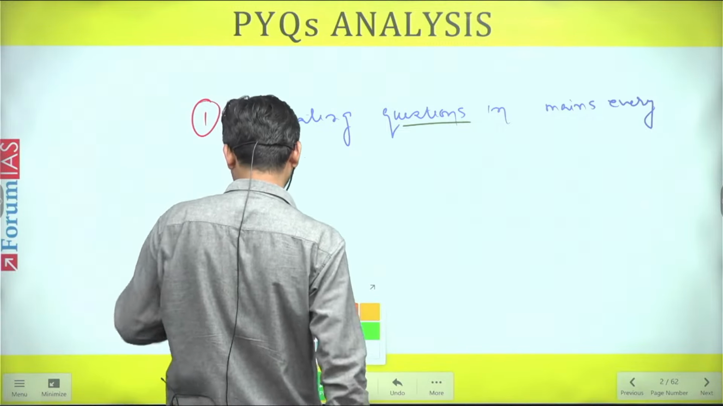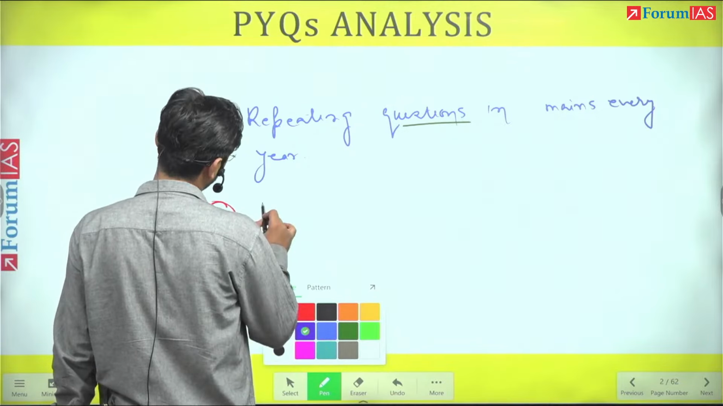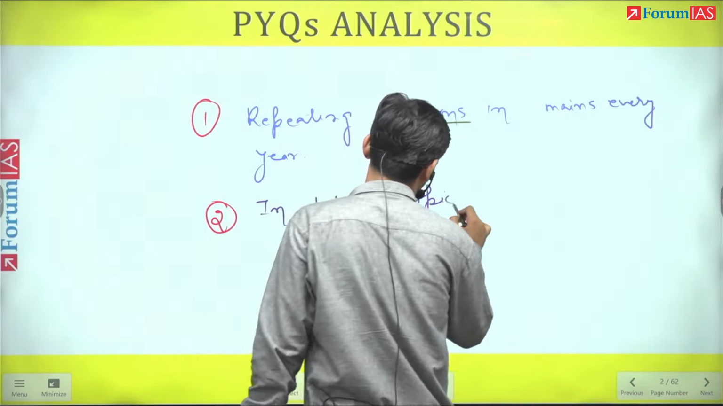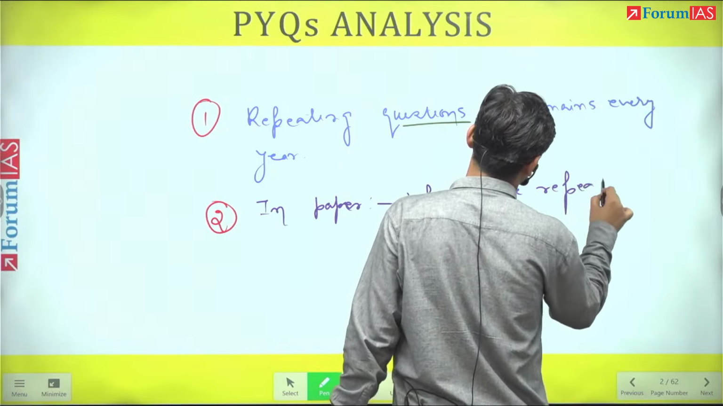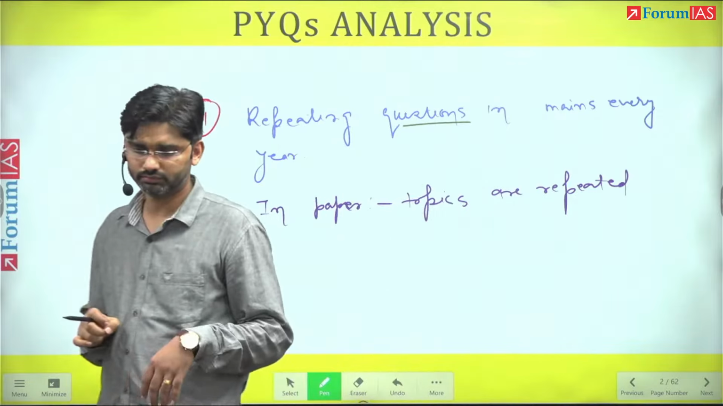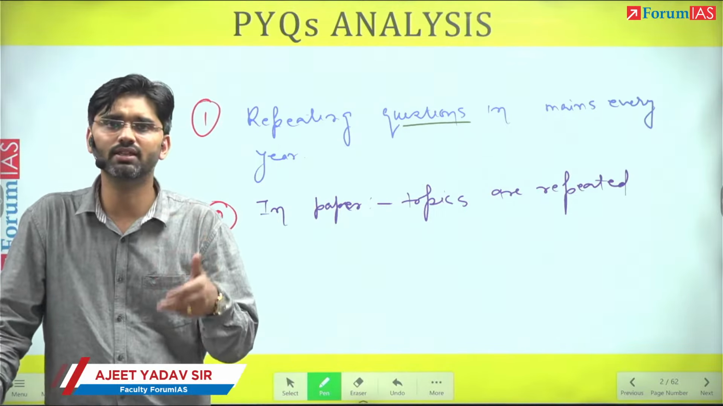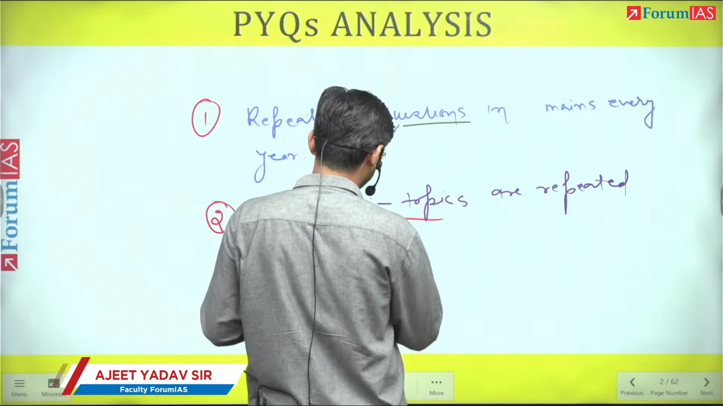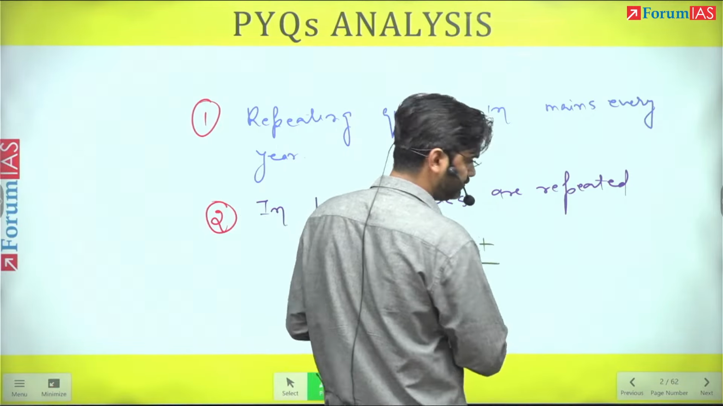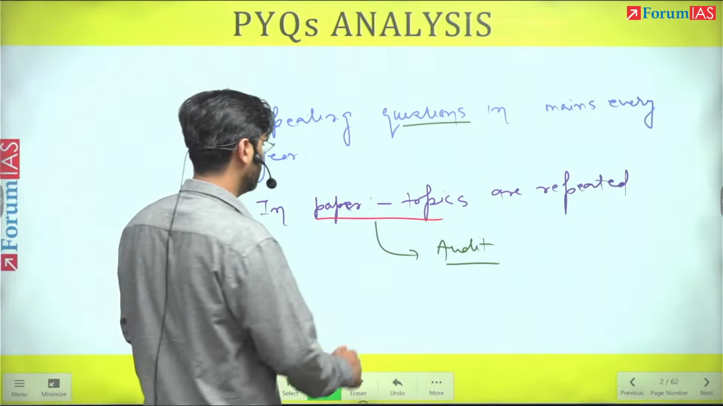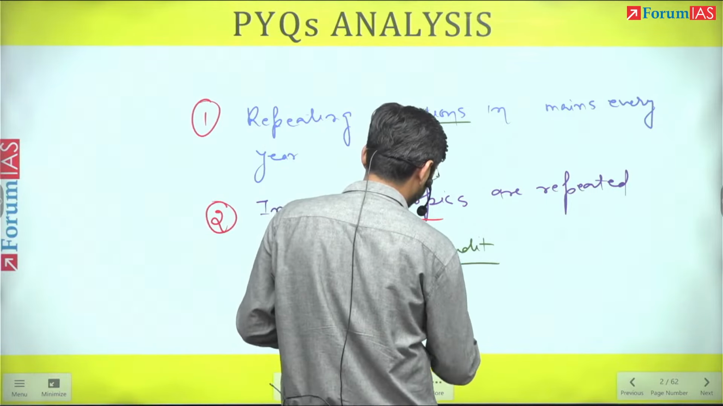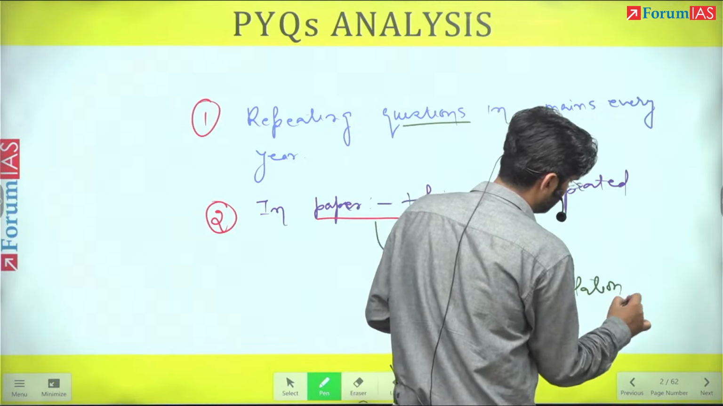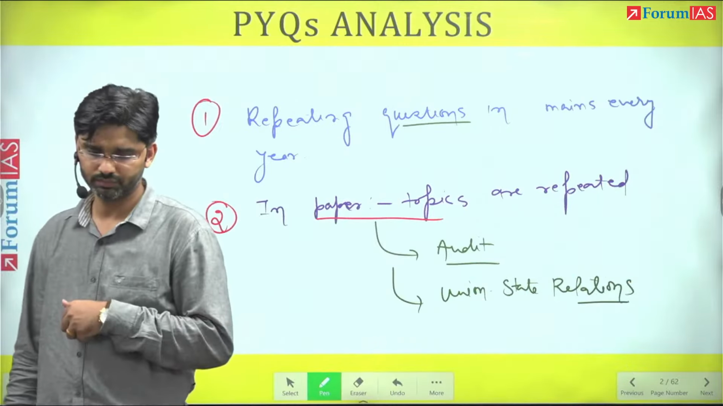Number two, we see one thing this year, that topics are repeated in the paper. When we do this in test series, many times you may have doubt why the same topic is coming again and again, but it is actually UPSC which is following this trend. Take the questions related to audit: continuously you will see 2-3 questions this year. Then take the questions related to union state relations: you saw 2 to 3 questions this year in the same paper.